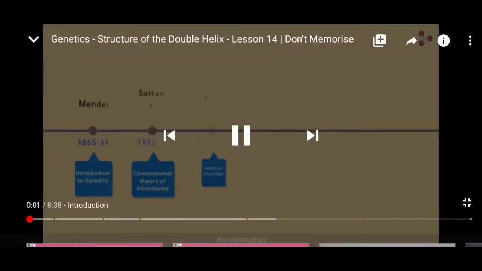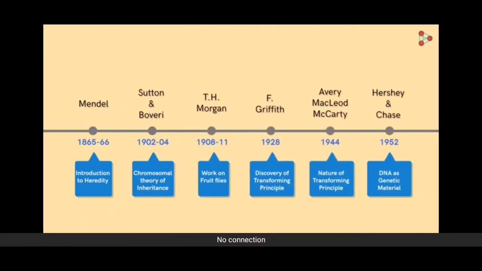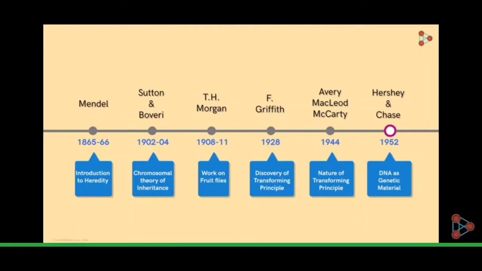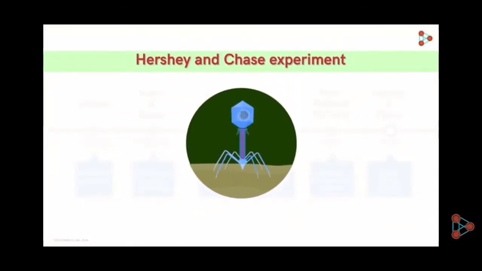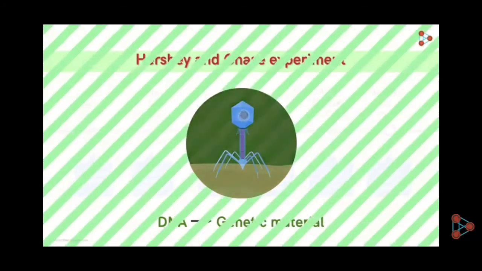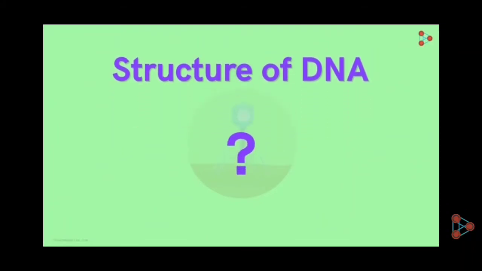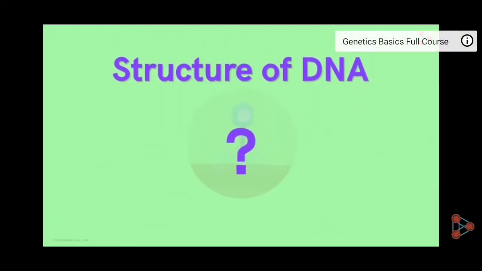Here's the timeline of the history of genetics. Beginning with the work of Gregor Mendel, we have reached this point. The experiment which proved that it's DNA which is the genetic material. Clearly, the next step would be to understand the structure of DNA. So how is this biomolecule structured? What are its constituent molecules? Let's find that out in this video.